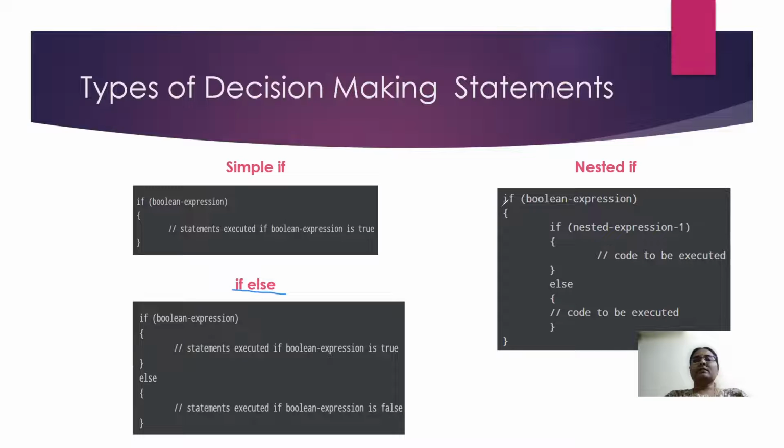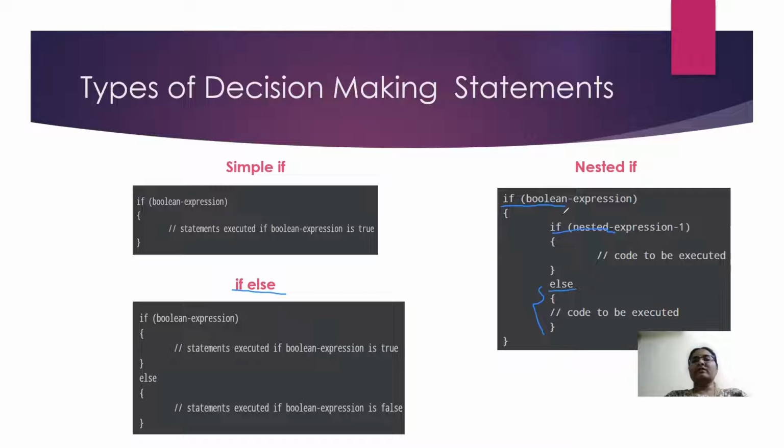We have this outer if block, and inside that we have another if statement followed by an else statement. You can even have only the if statement alone. If required, you can go for this else part. Otherwise, you can just stop with the if block alone. Having one or more if blocks inside another if block is called nested if.